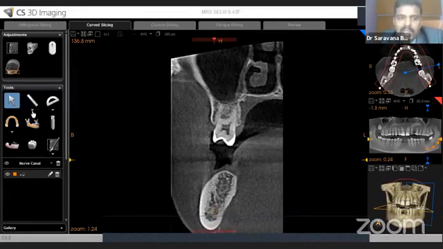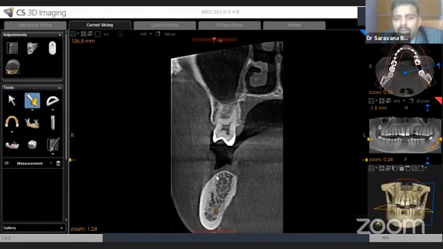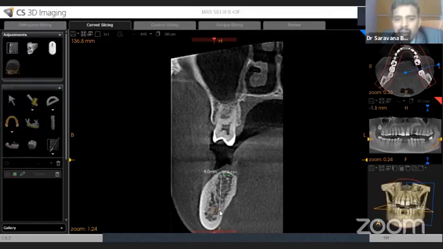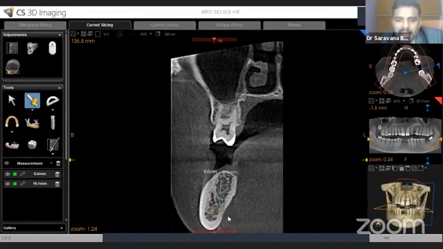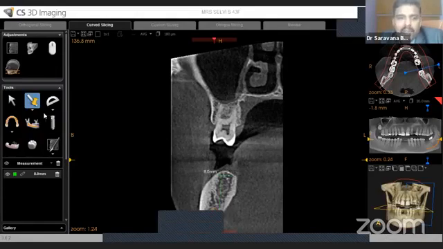Okay, I'm going to select this measurement tool. From the buccal cortical plate to the lingual cortical plate, almost 8 mm is there. Okay, from the crestal alveolar bone to the inferior alveolar canal, almost 16 mm is there. Okay, usually we should take just 2 mm above the inferior alveolar canal. Okay, I am measuring from here to here, around 14 mm is there.